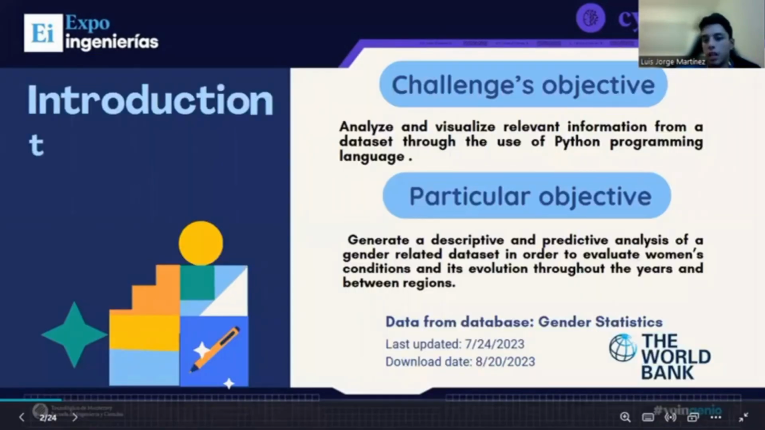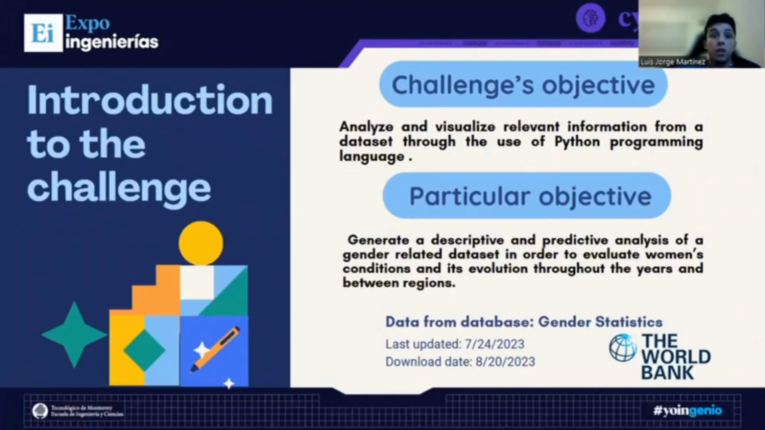The introduction to the challenge. The challenge objective was to analyze and visualize relevant information from a dataset through the use of the Python programming language. The particular objective was to generate a descriptive and predictive analysis of a gender-related dataset in order to evaluate women's conditions and their evolution throughout the years and between regions. The data was gender statistics from the World Bank; the last update was on July 24, 2023, and the download date was August 20, 2023.